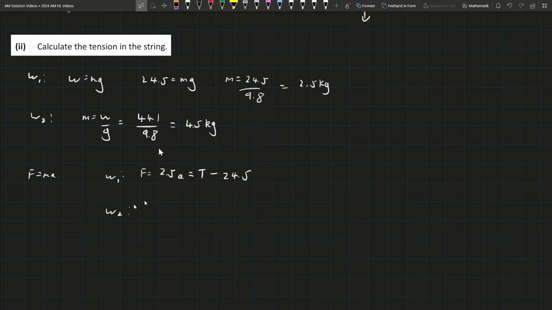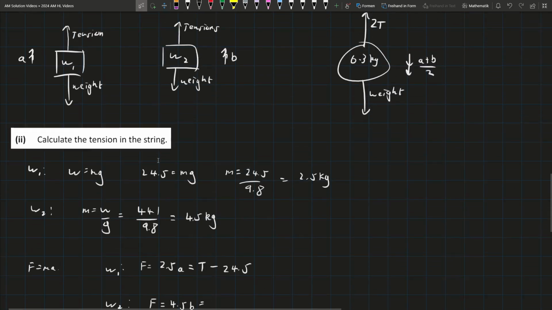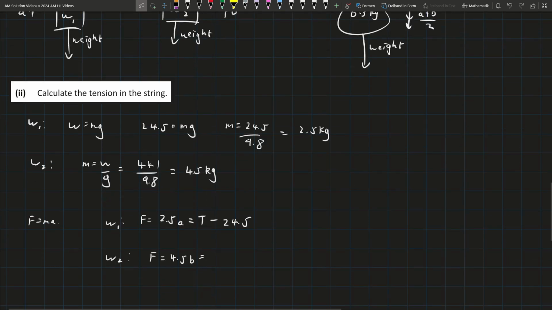Do it for weight 2 as well. We know that F equals ma. This time the mass is 4.5 and the acceleration is b. And again, we'll have T, the tension, minus the weight. Tension minus, and the weight for this is 44.1.